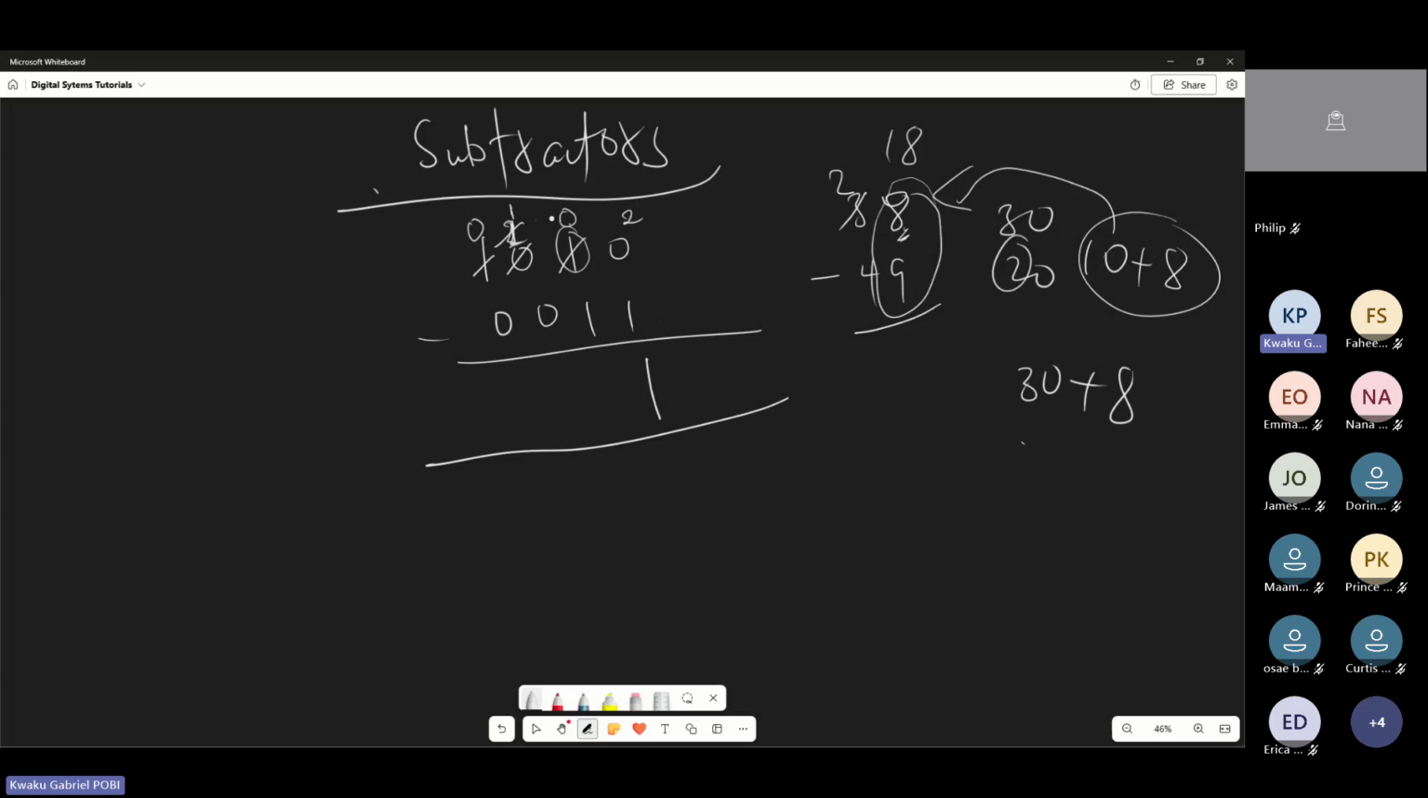And then what we will borrow to here will become what? A 2. Then we say 2 minus 1 becomes what? A 1. And then here 1 minus 0 becomes what? A 1, like this. So here, if you check, the answer is giving us 111, which is 7 in decimal.